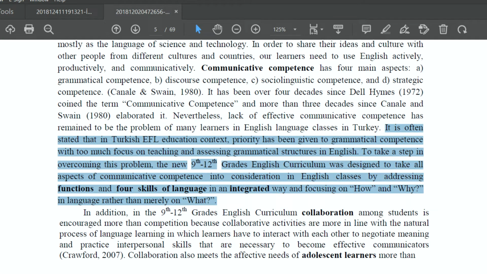To overcome this problem, the new 9th to 12th grades English curriculum was designed to take all aspects of communicative competence into consideration. So that means they consider functions and notions and skills. Grammar is only a means. It is not the goal in the curriculum. So they want to focus on how and why rather than what.